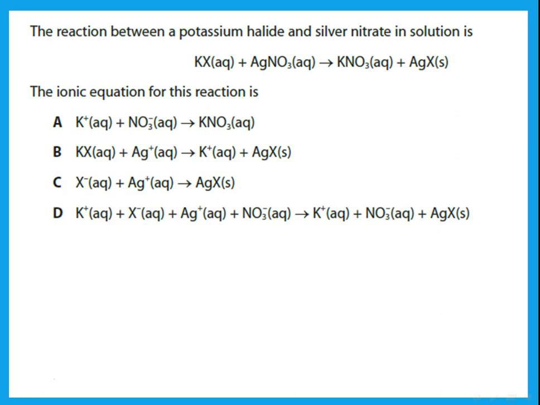Okay, let's take a look at this. The reaction between potassium halide and silver nitrate in solution is this. The ionic equation for this is what? Again, remember that if something is a solid, you do not ionize it, so it should remain in the equation. If you sit down and take a look at this, you'll find that C is my correct answer, because we said we're going to end up with AgX, then I start with Ag plus and X minus.